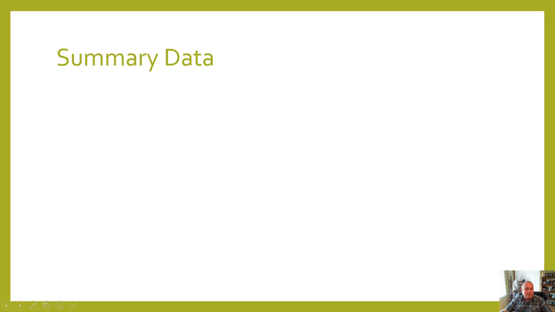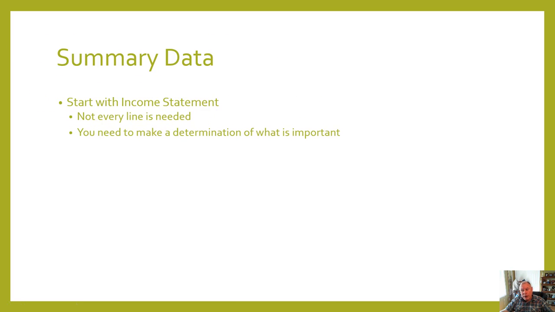Summary data. So you start with the income statement. Not every line is needed. You have to make a determination of what is important as you start out. As we go on, we may find we need to go a different way. We start with a summary with numbers. Generally, 5 years is enough to create a trend and to be able to forecast based on history.